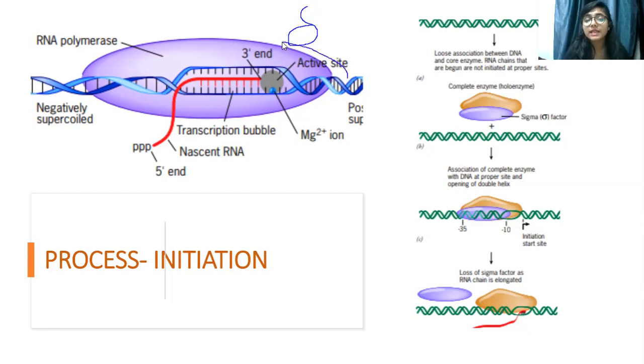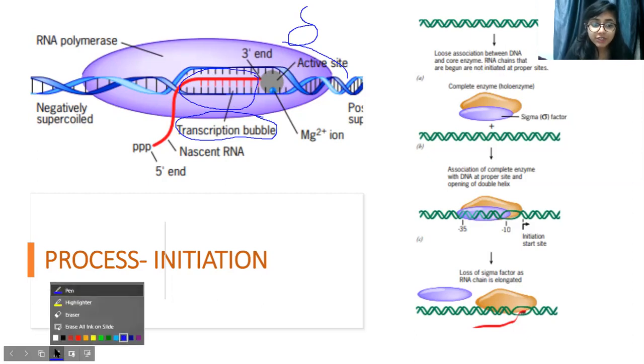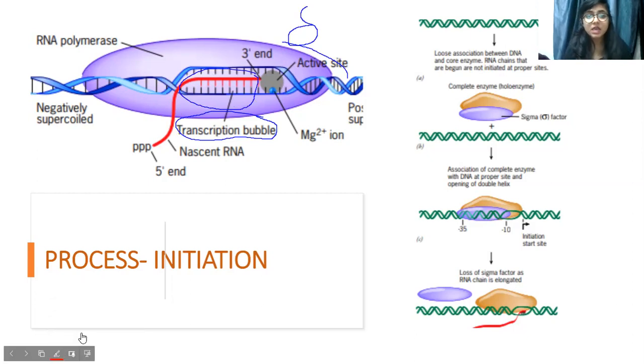After binding with the sigma factor, the RNA polymerase encloses the DNA. Okay, and then it forms a transcription bubble. Can you see this term, transcription bubble? What is this bubble? The double DNA helix is opened up for the RNA molecule to be formed. This region is the DNA-RNA hybrid. Okay, I can change the color for your convenience. So this is the DNA-RNA hybrid.